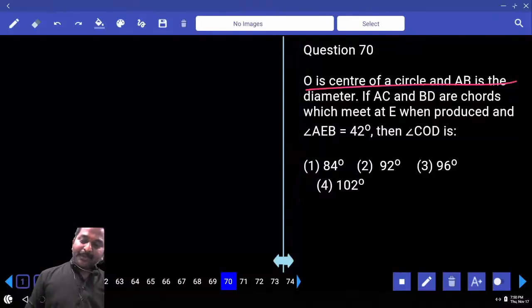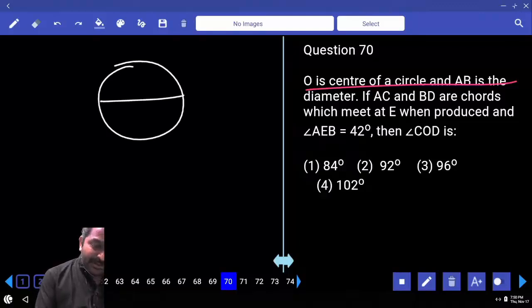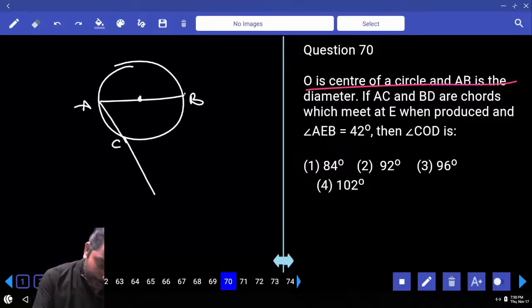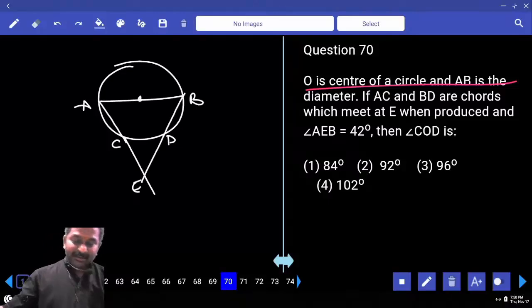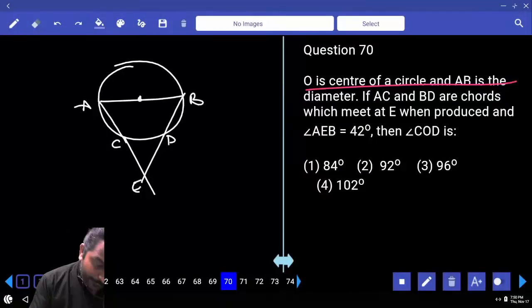O is the center of the circle and AB is the diameter. AC and BD are chords which meet at E when produced. And angle AEB is equal to 42 degrees. This is 42 degrees. Angle at COD, this is what we need to find out.